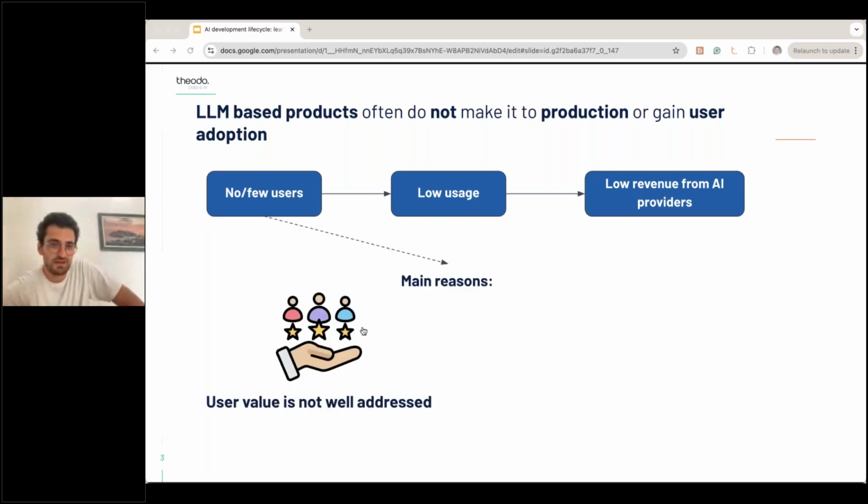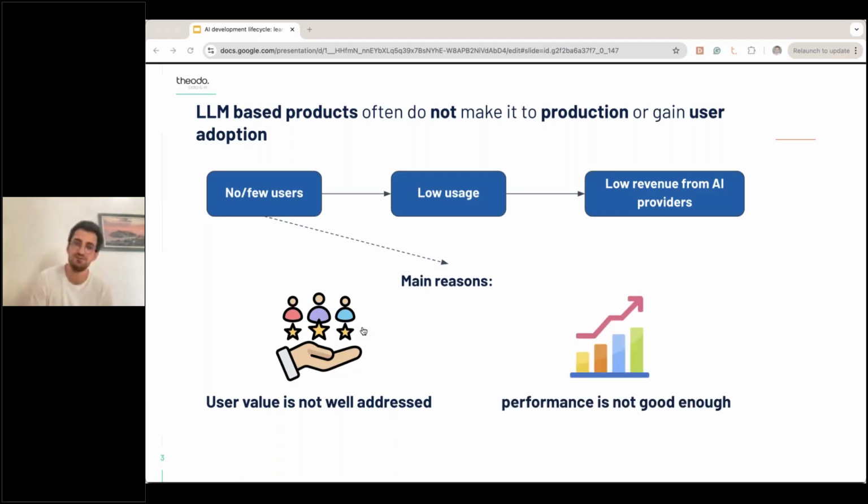And the main reasons for that are that first, user value is not well addressed. Since we are in a bubble, a lot of people want to do GenAI to raise funds, just to say it on social media, and it often leads to questionable value. And the other reason is that the performance is often not good enough of what people build with GenAI.